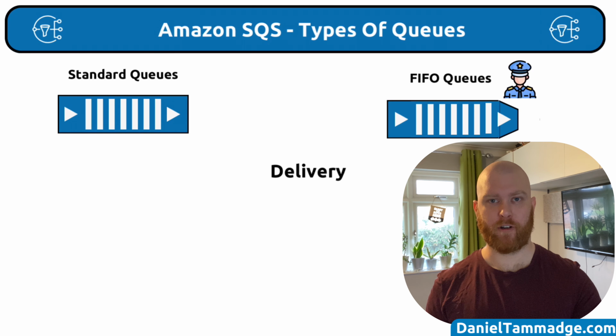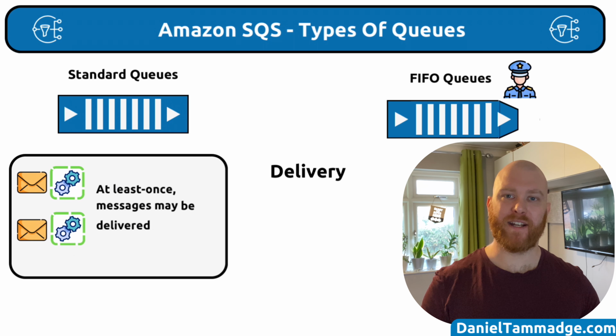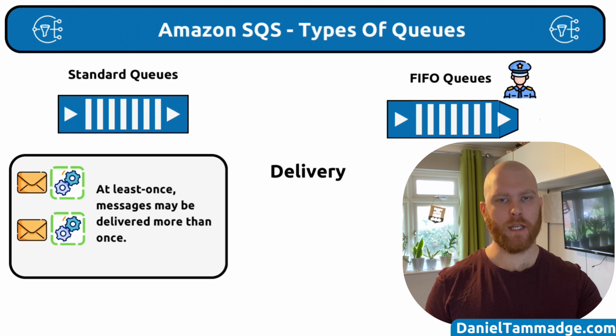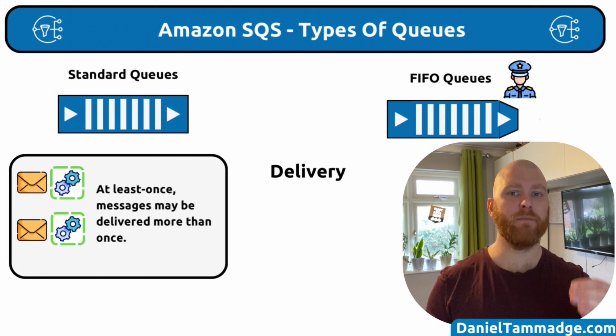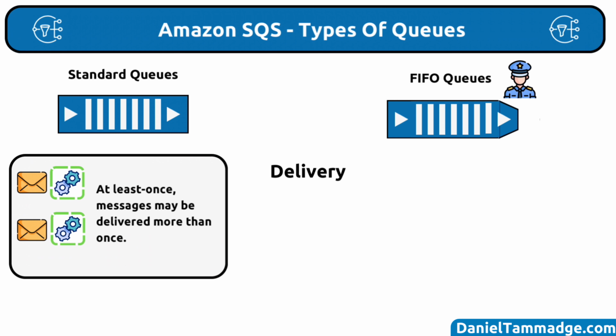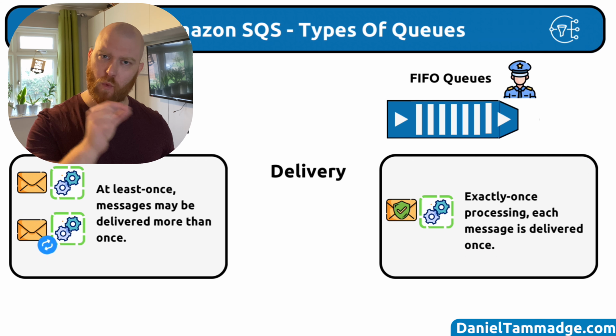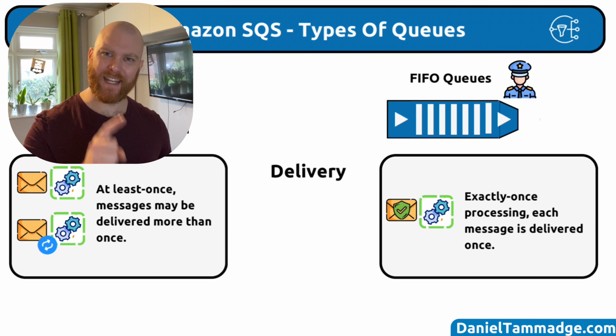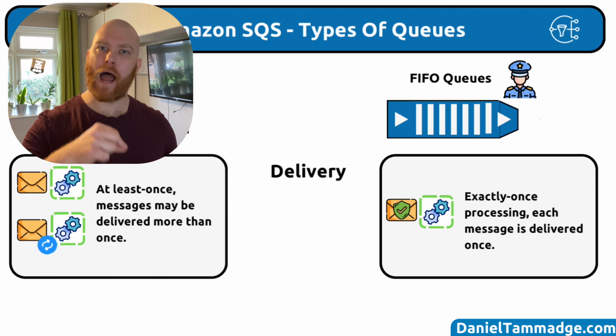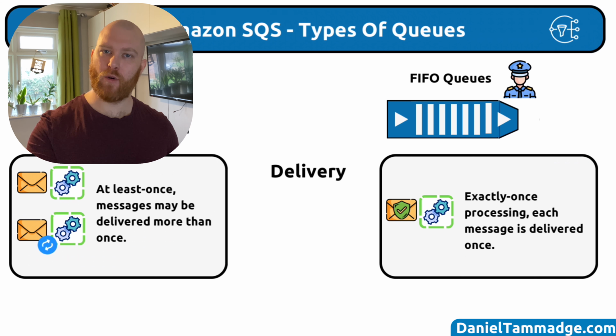The third difference is message delivery. Standard queues provide at-least-once delivery, meaning messages might occasionally be delivered more than once. FIFO queues, on the other hand, provide exactly-once processing, ensuring each message is delivered once and remains available until a consumer processes and deletes it.